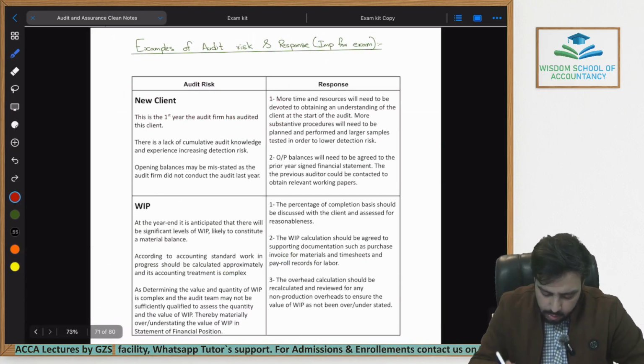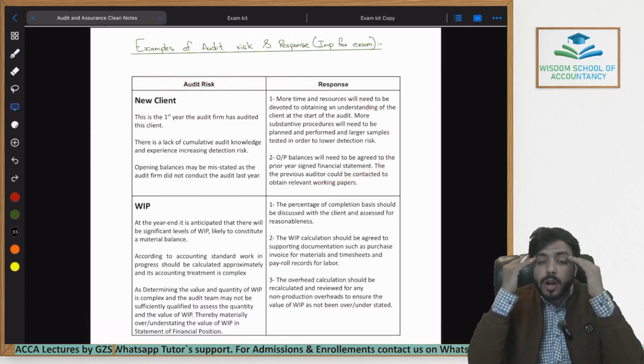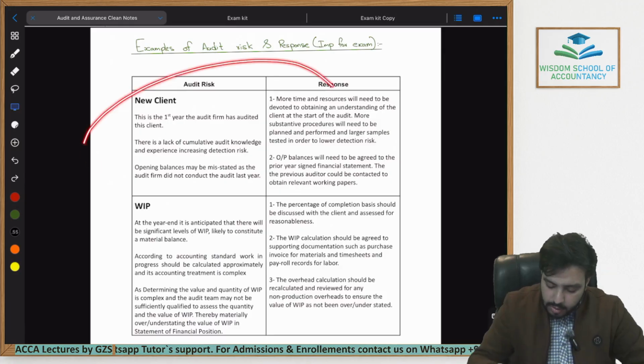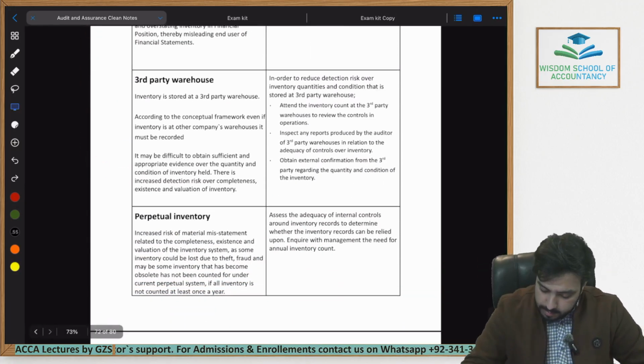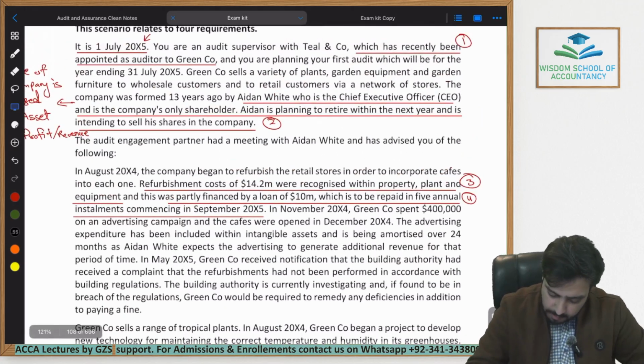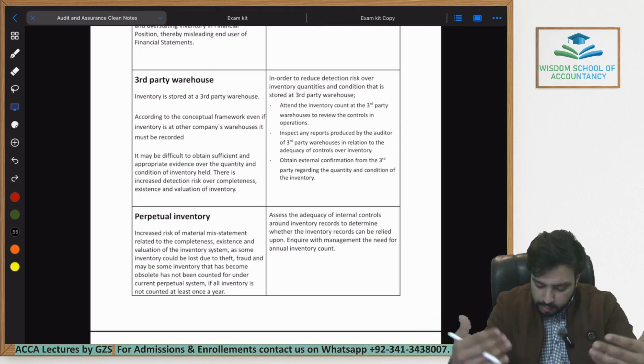Let's say new audit client. How did we identify it? We created a risk based upon our understanding, but it is already written here. Next, we identified the risk of someone selling the shares. Okay, that was not written here. It is not in every single question. It was a new risk.